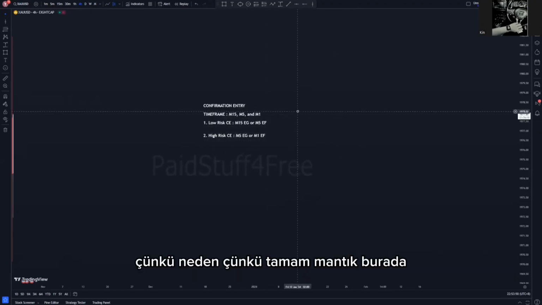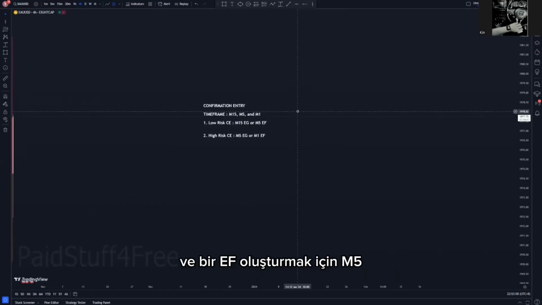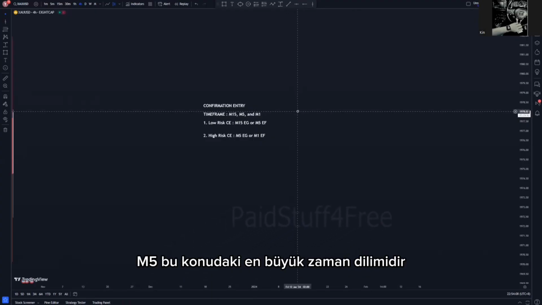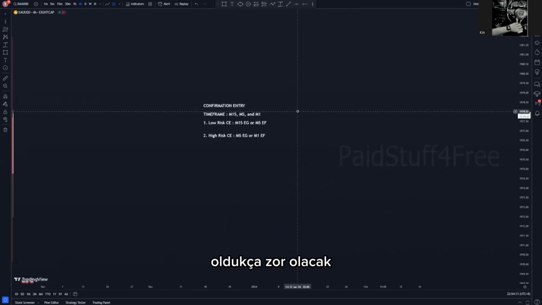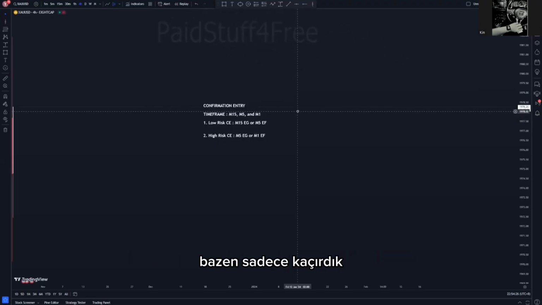Because why? The logic is right here. When we talk about the M15 to create an EG and M5 to create an EF, it requires a lot of work, right? It requires a lot of work. M5 is the biggest time frame in this topic, so if we want M5 to create something, it's going to be quite hard. It's going to be quite hard for that time frame to create an EG or an EF. Sometimes we just missed it.